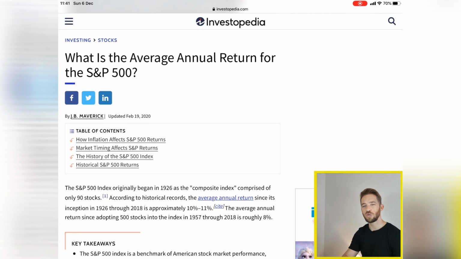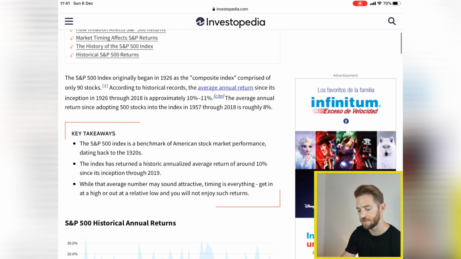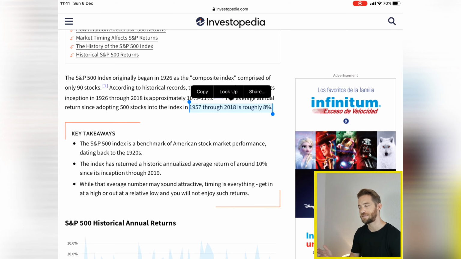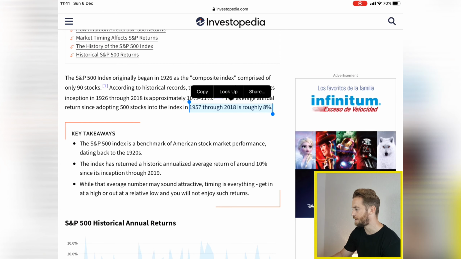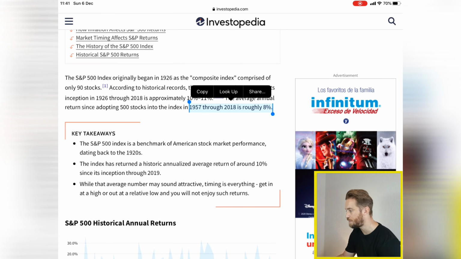Now, the average annual return for the S&P 500 across the last 50 or 60 years, 1957, there you go, through to 2018, is about 8% per year. So 50 or 60 years, 8% per year. That takes into account, obviously, all the ups and downs. So you can do the math for your own circumstance, if you like, depending on your age and what you can afford to invest into this type of ISA.